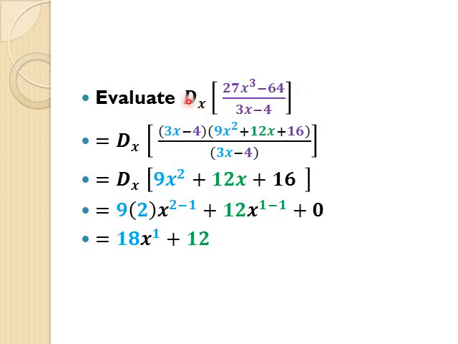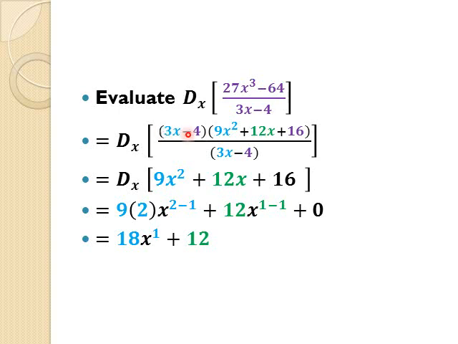But here we have: evaluate dy/dx, where y = (27x³ - 64)/(3x - 4). Cube root of 27 is 3, cube root of x cubed is x. Negative stays negative, cube root of 64 becomes 4. 3 times 3 gives me 9. x times x gives me x squared. 3x times negative 4 would give me negative 12x.